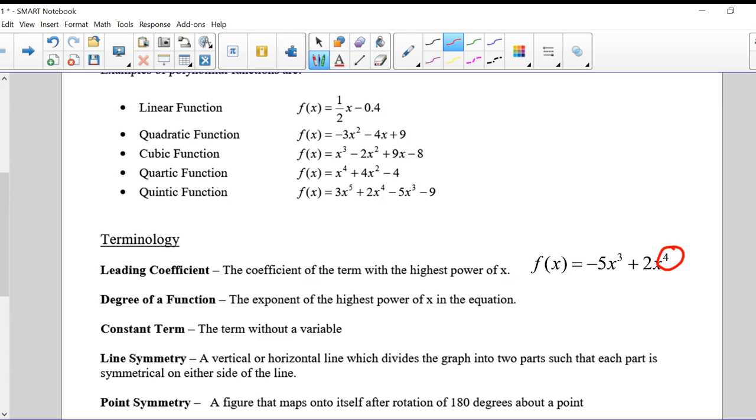So this is the thing that's going to determine how this function behaves. And the number in front of that, the 2, represents the leading coefficient. The first coefficient doesn't have to be the leading coefficient. So this minus 5 is not the leading coefficient. 2 is. What's the degree of the function?